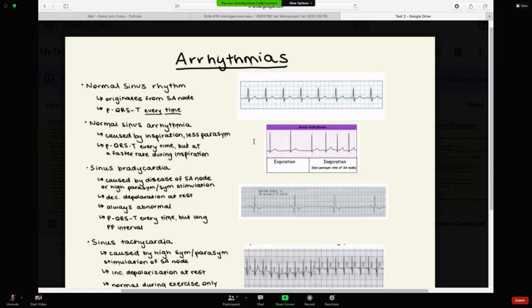You can get a normal sinus arrhythmia. So when you breathe in, you are actually getting less parasympathetic innervation to your heart, which I'm going to talk about in a minute, so don't stress too much about that. But parasympathetic is what slows it down. So if I get less slowing, it's going to speed up, right? So that's why, if it's a normal sinus arrhythmia, when they breathe in, it speeds up just a little bit. I still get my PQRST. It's just a little bit faster during inspiration.